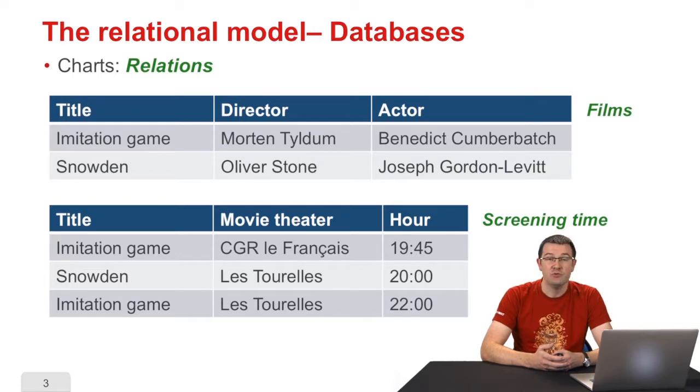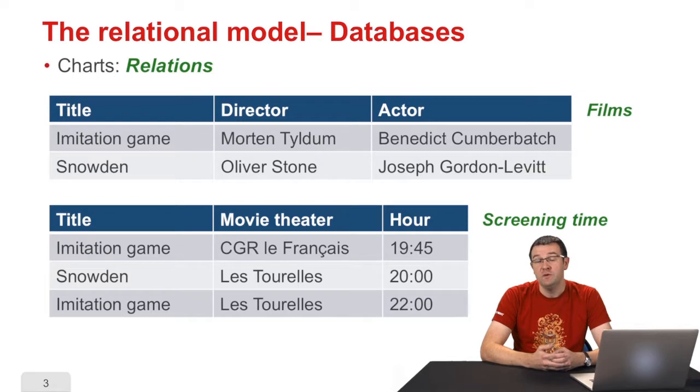Here there are two charts in my example. The first one is called movies and contains 3 columns. One with the title, one with the director and one with the leading actor. And then a second chart with the screenings. With the titles of the movies once again, the theater in which movies are played, and the screening time.